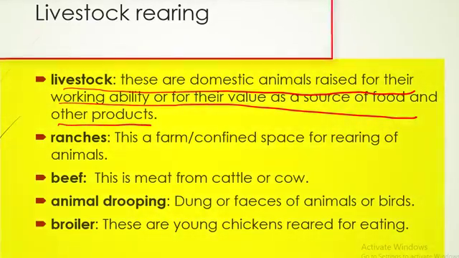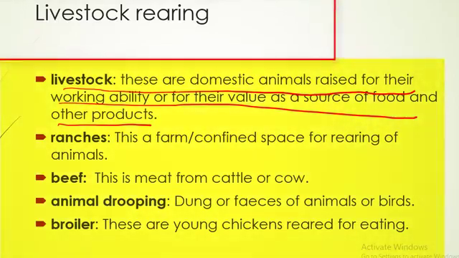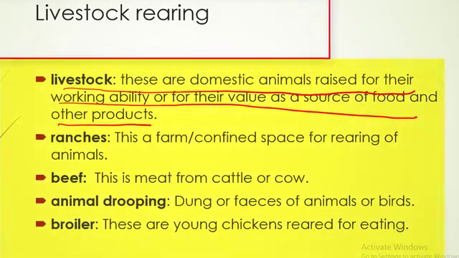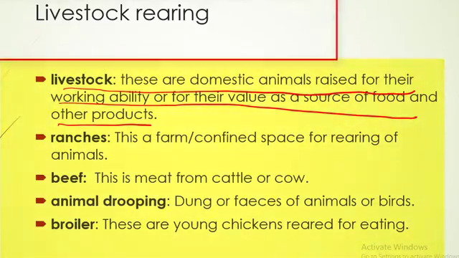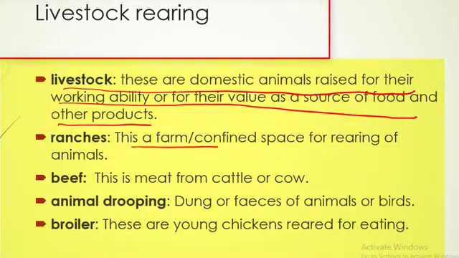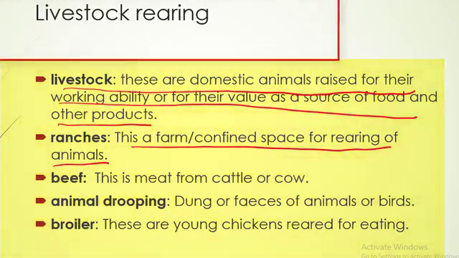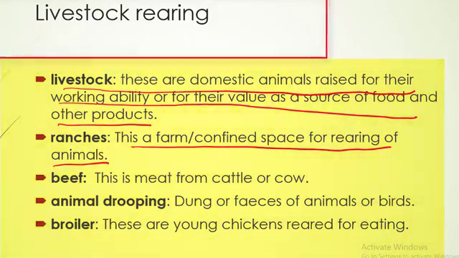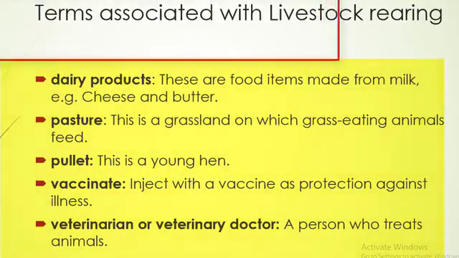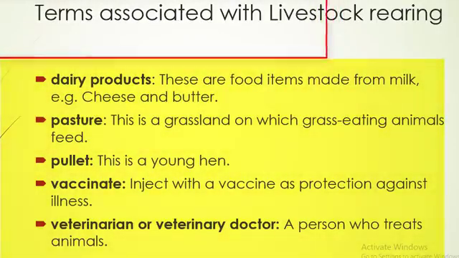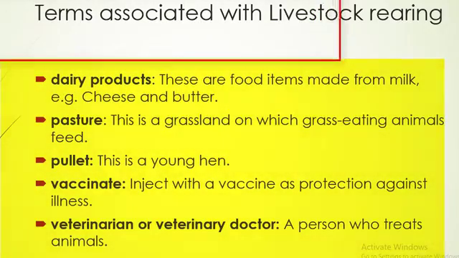For instance, the cow. You have a dairy cow. You can extract milk from them, and you process that for sale. Then we have ranches. This is a farm or a confined space for rearing animals. So instead of allowing them open field grazing, we do ranching. Then also we have beef, broiler, and animal droppings. We also have dairy products, which refer to things like milk, butter or cheese that you get from such.